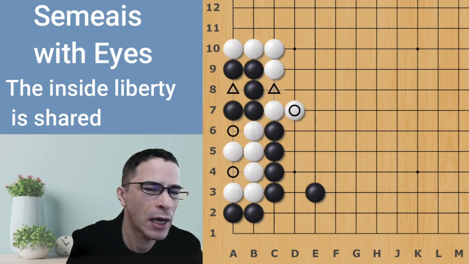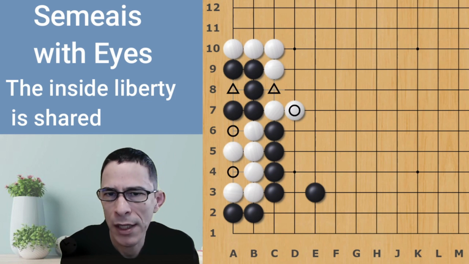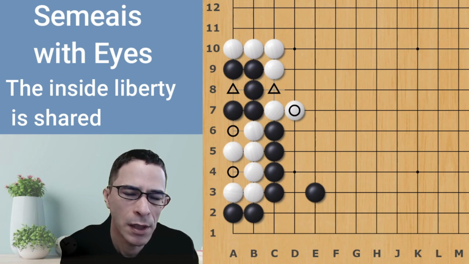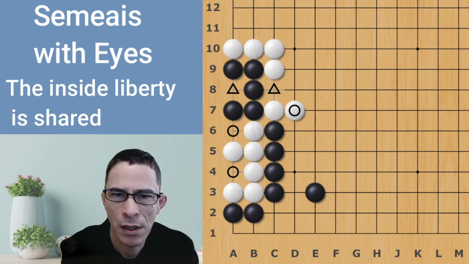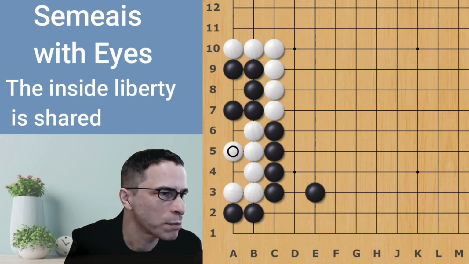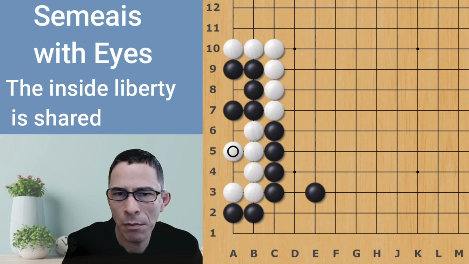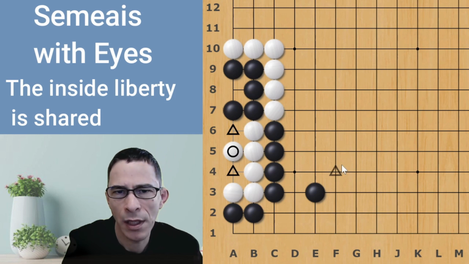And of course, if you have outside liberties, for instance, as in this diagram, black has an extra outside liberty, that can make up for the inside liberty. So in this case, black has two liberties at the triangles, and white has two liberties at the circles. And just going back to the previous diagram here, both players had two liberties in this diagram. So black had these two, and white had these two. So they shared the A6 liberty.